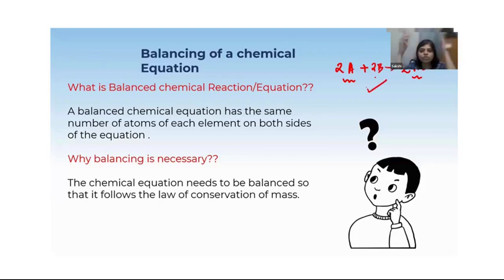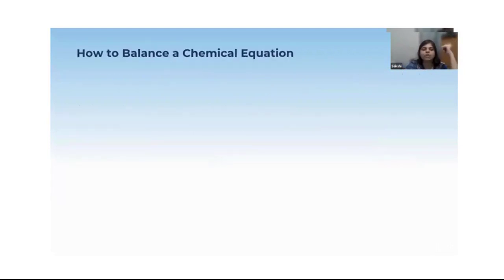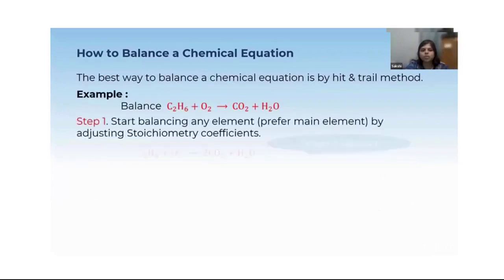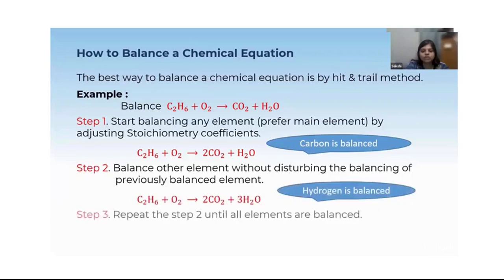So we need to always check that our equation is balanced so that it follows the law of conservation of mass, which is that mass can neither be destroyed nor be created. If our equation is not balanced, the rest of the calculations will go wrong. So please make sure that your equation is balanced. Okay, how to balance a chemical equation? I think I don't have to tell you because we have studied this in class 10th. But still, let us quickly go through it.